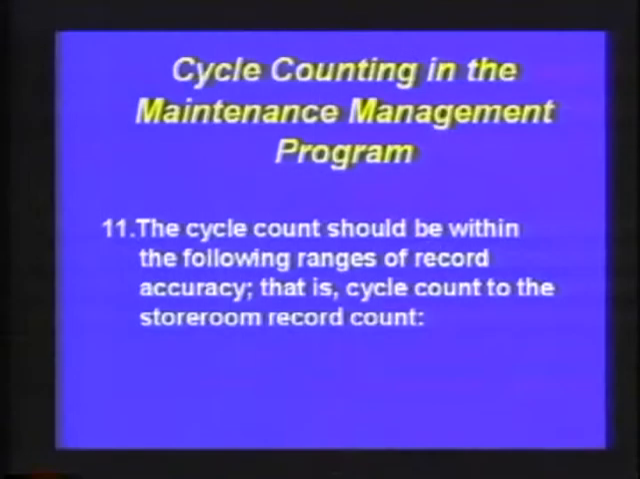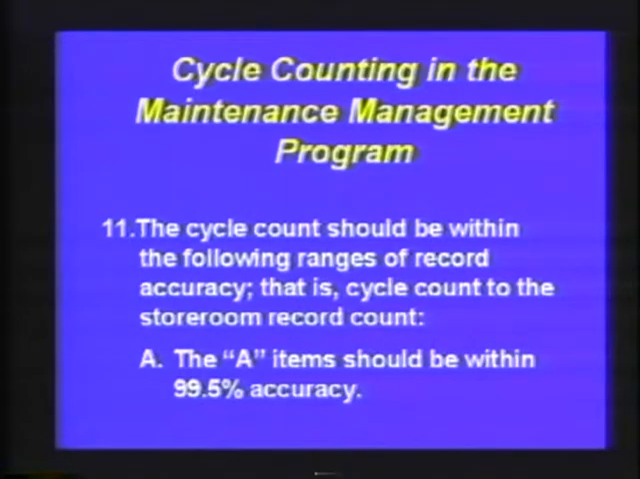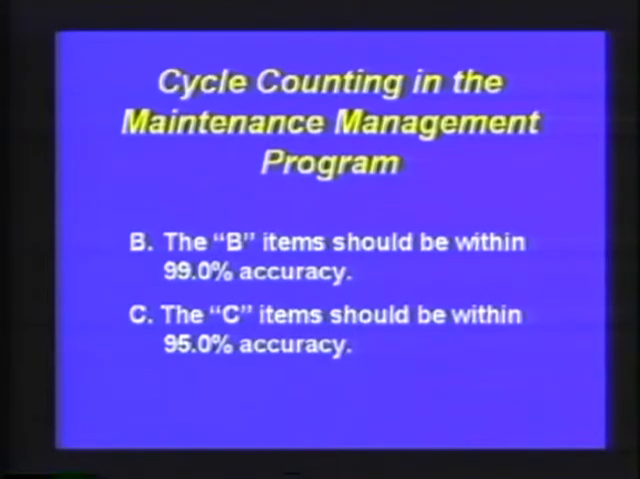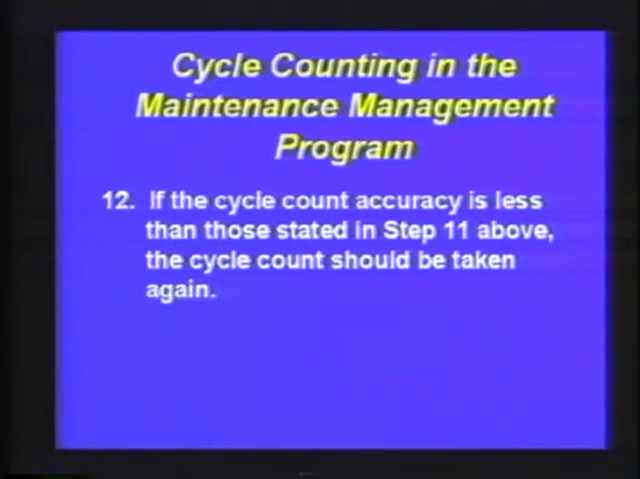So step 11 is identifying the range of accuracy. For the A items, you must be 99.5% with it, which is cycle count to the record, the storeroom record. The B items must be 99.0%, and the C items must be 95.0%. That is cycle count to storeroom record. And again, step 12 indicates that if you are outside the range, then you may have to go back and take the cycle count over again.